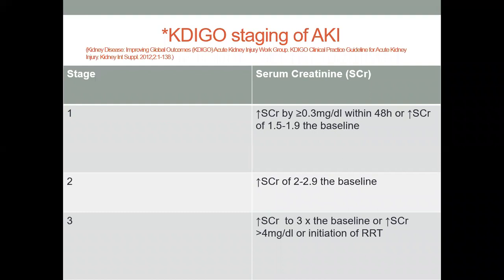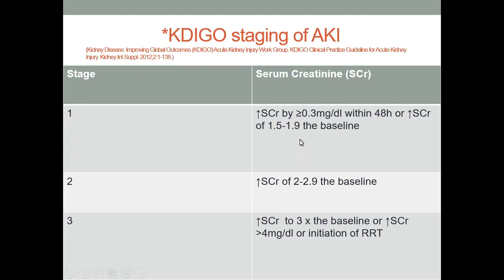Stage 3, which corresponds to end-stage renal disease, is when you have an increase in serum creatinine that is 3 times the baseline or above, or you have an absolute value of serum creatinine more than 4 milligram per dL. Or, this is important, when there are clinical indications for initiation of renal replacement therapy.